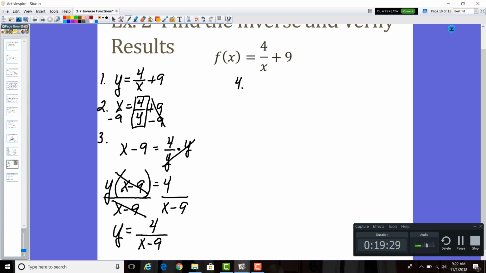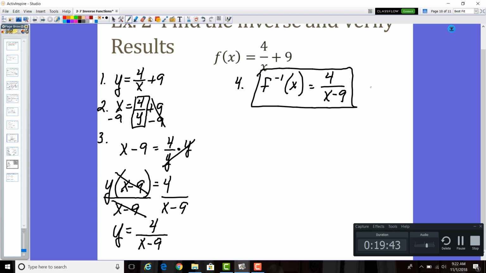Which then means in step 4, that y comes out, the inverse function notation goes in, so the inverse of f of x is the expression 4 divided by x minus 9. Now again, you guessed it, we have to prove it. So, people often skip this step. MyMathLab will not force you to do this step. I will force you to do it, so get used to doing it, okay?